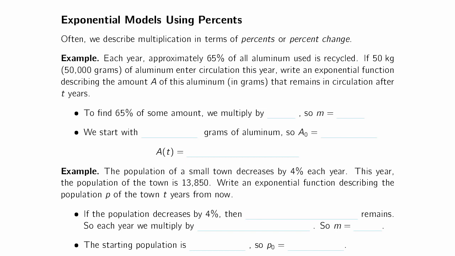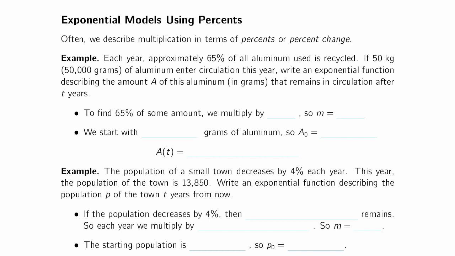When we're describing an exponential model, one of the challenges is describing the multiplier. One of the ways that we talk about multiplication in English is by talking in terms of percents or of percent change. So here's an example where we describe the situation just in terms of a percent.